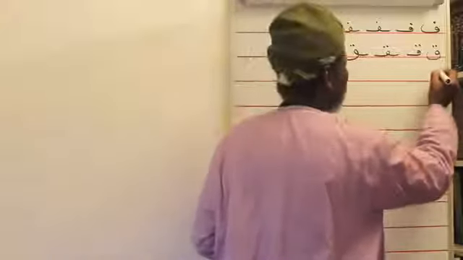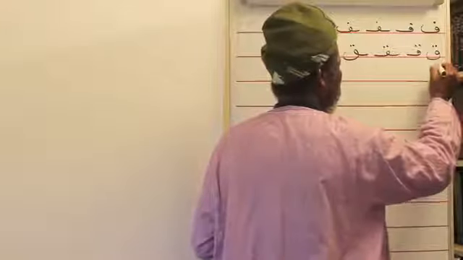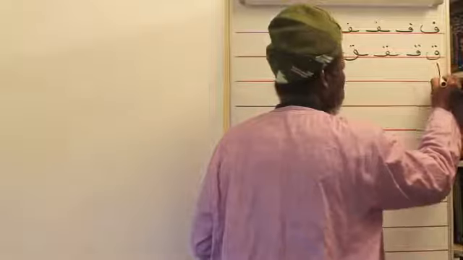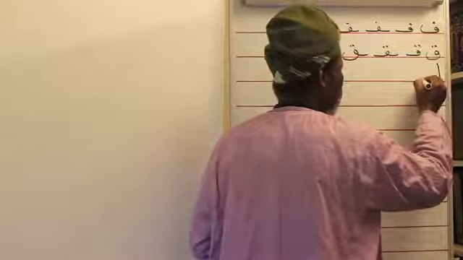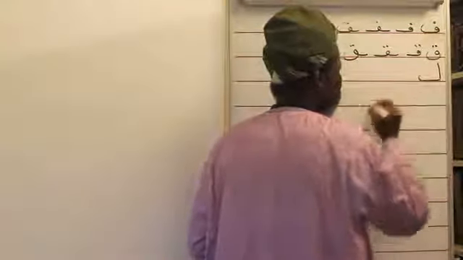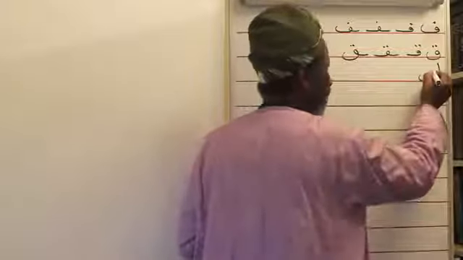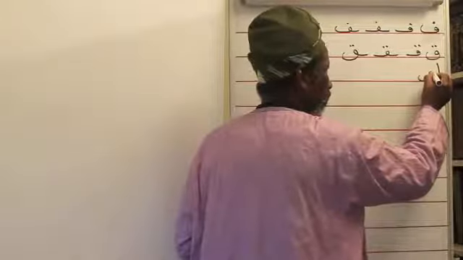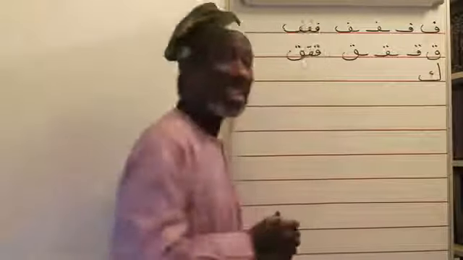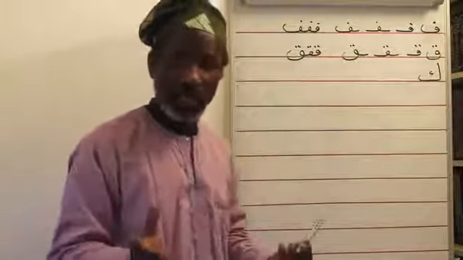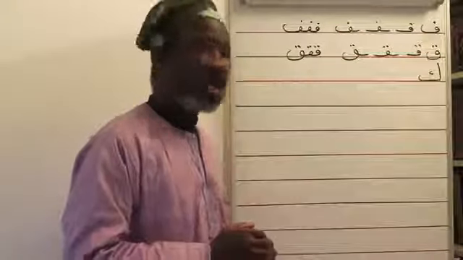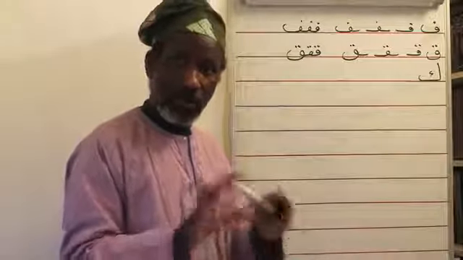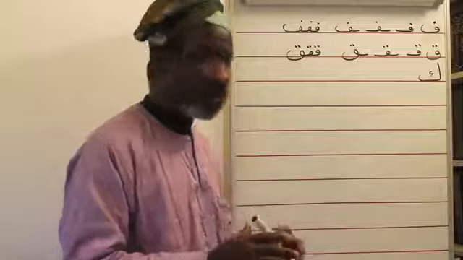Kaf in isolate format: straight line, spread it on top of the line and curve it slightly. Write Hamza inside it, that's a small c with the tail. That's kaf, isolate format. The next is kaf at the beginning.